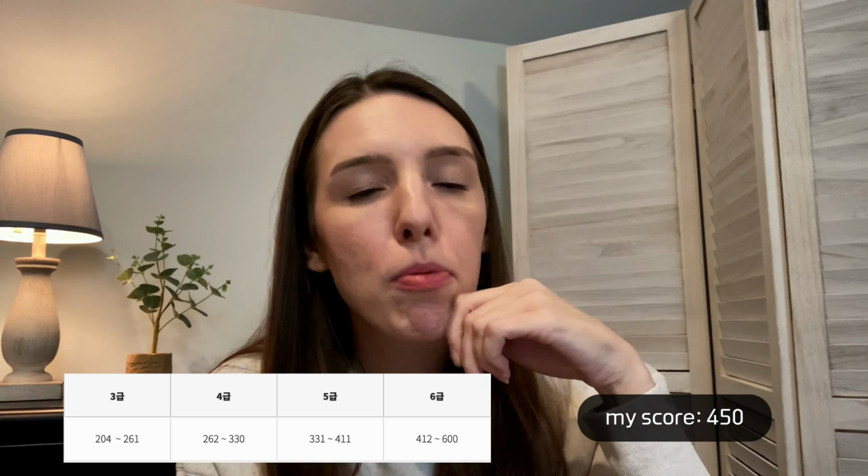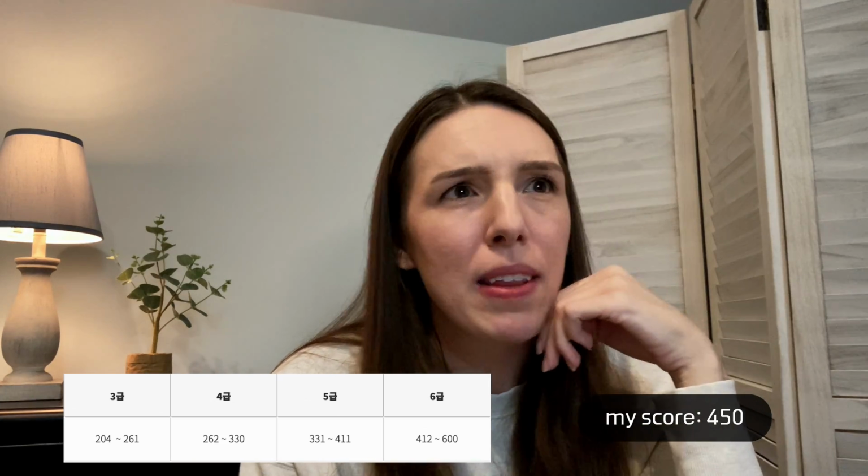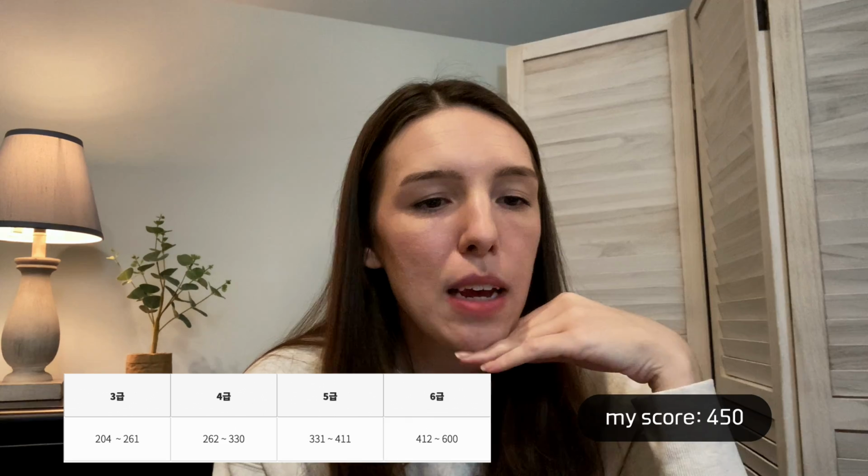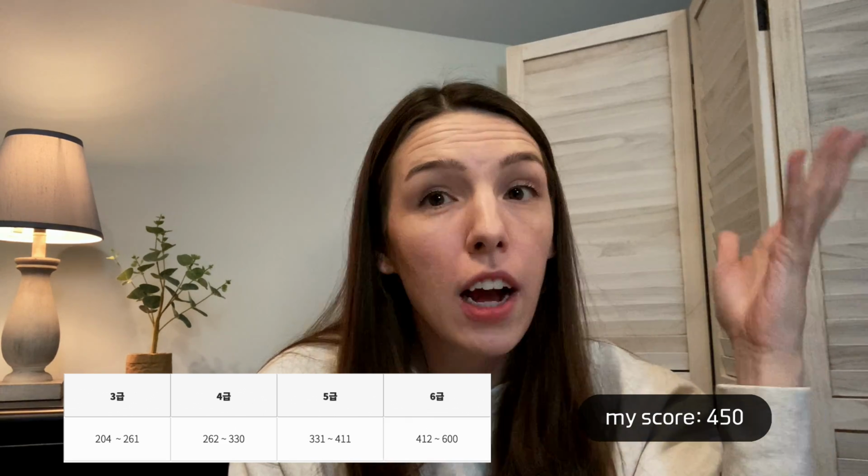All right, let me double check the level breakdown again because I'm curious how safely in level 6 I was, especially since my writing was so terrible. Okay, I'm still much more safely in level 6 than I was last time. Last time I think I was just in it by like 5 points. And this time the cutoff is 412 and I got 450.